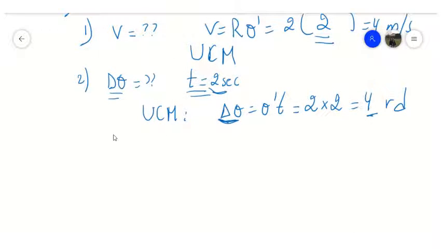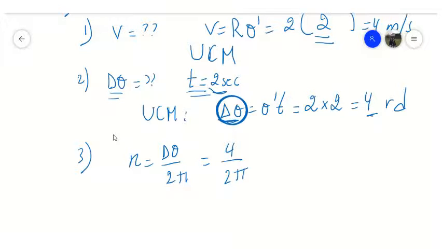Now, what about if we want to determine the number of revolutions performed by the particle during this period of time, delta theta? So we have n equals delta theta over 2 pi. We have here 4 over 2 pi. We obtain the number of revolutions. The number of revolutions has no unit because it is just a number.